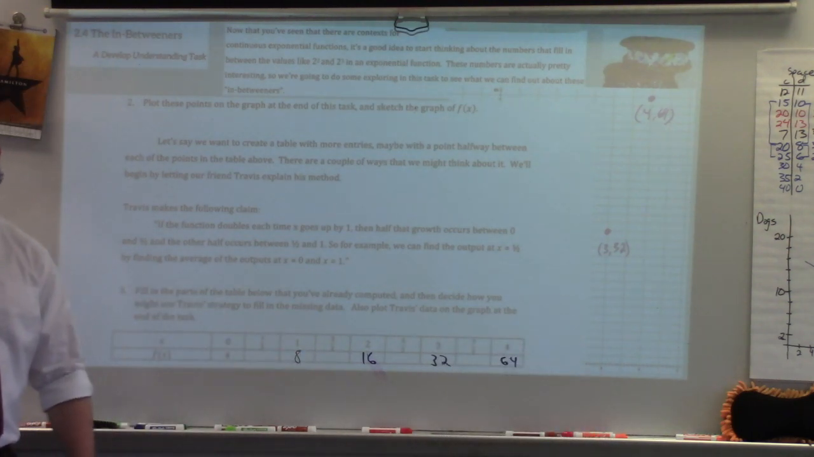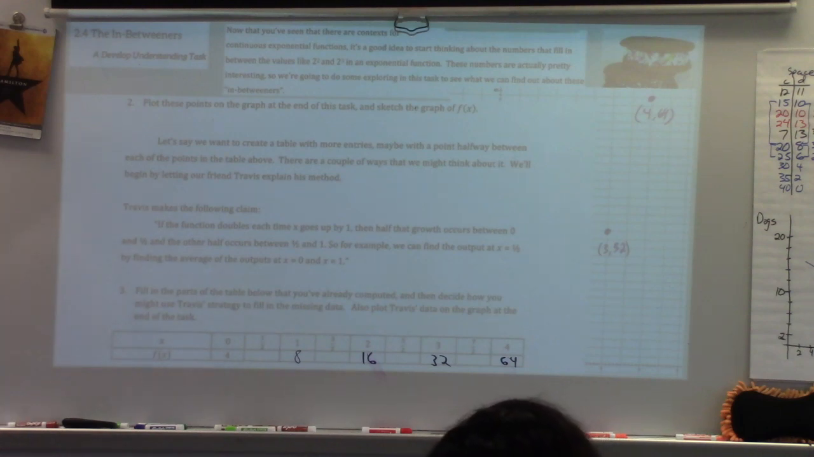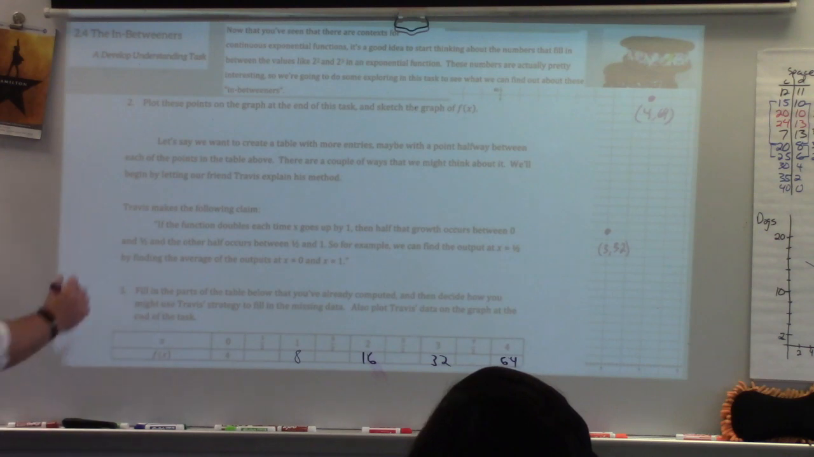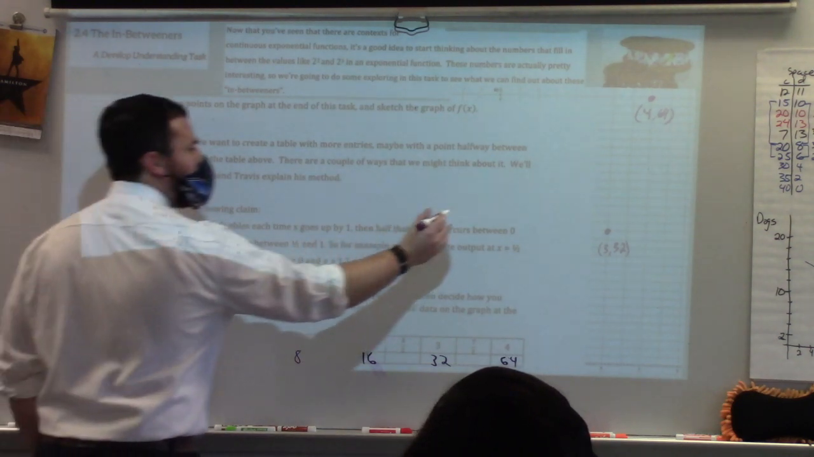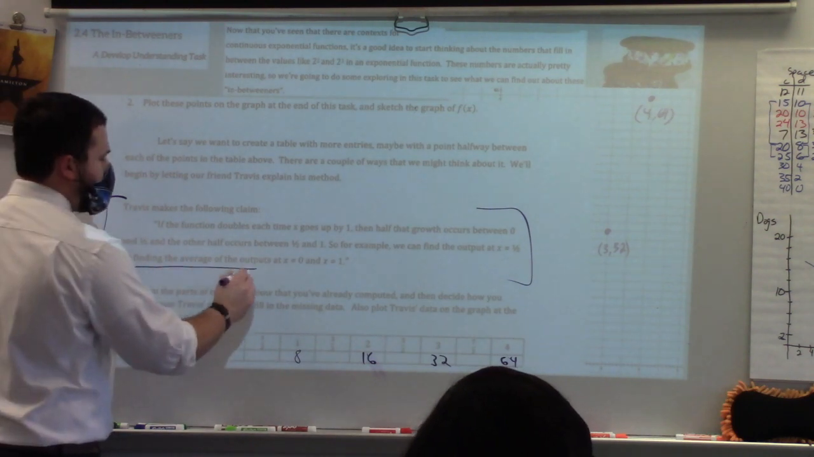So the idea that Travis uses is that in order to get the stuff in between, we're going to do what to those numbers? Divide? Is that what he says? Multiply? Does he say multiply? Read it. Function double, each one goes up by 1, then multiply by half, finding the average.